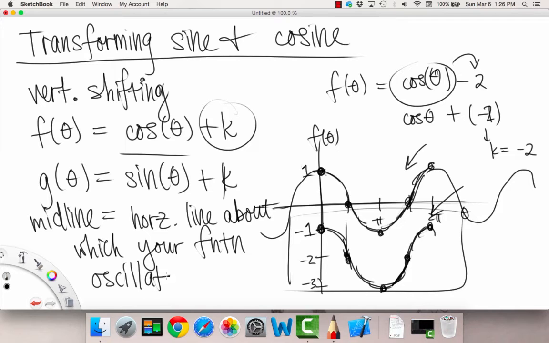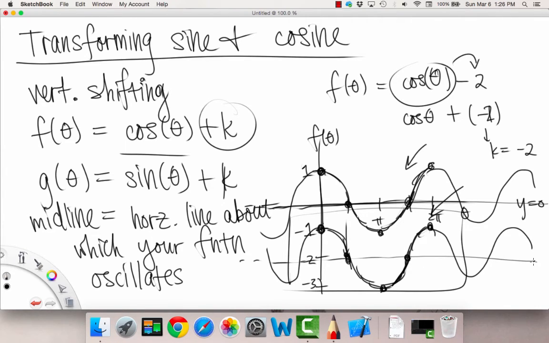Okay, and what does oscillate mean? Oscillates just means goes up and down. Okay, so here it's going up and then it goes down, and then up and then down, etc., etc., right? So for our original graph, our midline was the line y is equal to 0. Okay, and then for our transformed graph, if we extend this out in both directions, it would look like that, right? And it oscillates, it goes up and down around this horizontal line, which is y is equal to negative 2. Okay, which is something interesting because that's what our k value was, right?